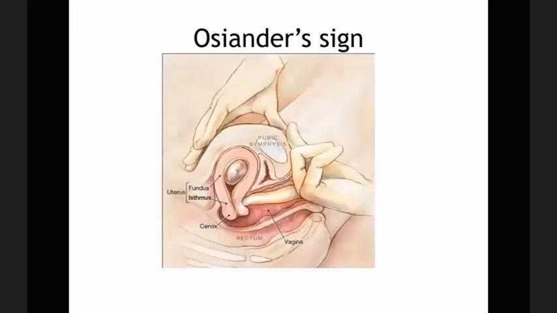Osiander's sign is pulsatility. The blood vessels in the uterus will have high blood flow. So when you put the finger in, you will feel a pulsation, the vaginal blood vessels pulsating. You will feel that blood pulsating feeling. That is called Osiander's sign.